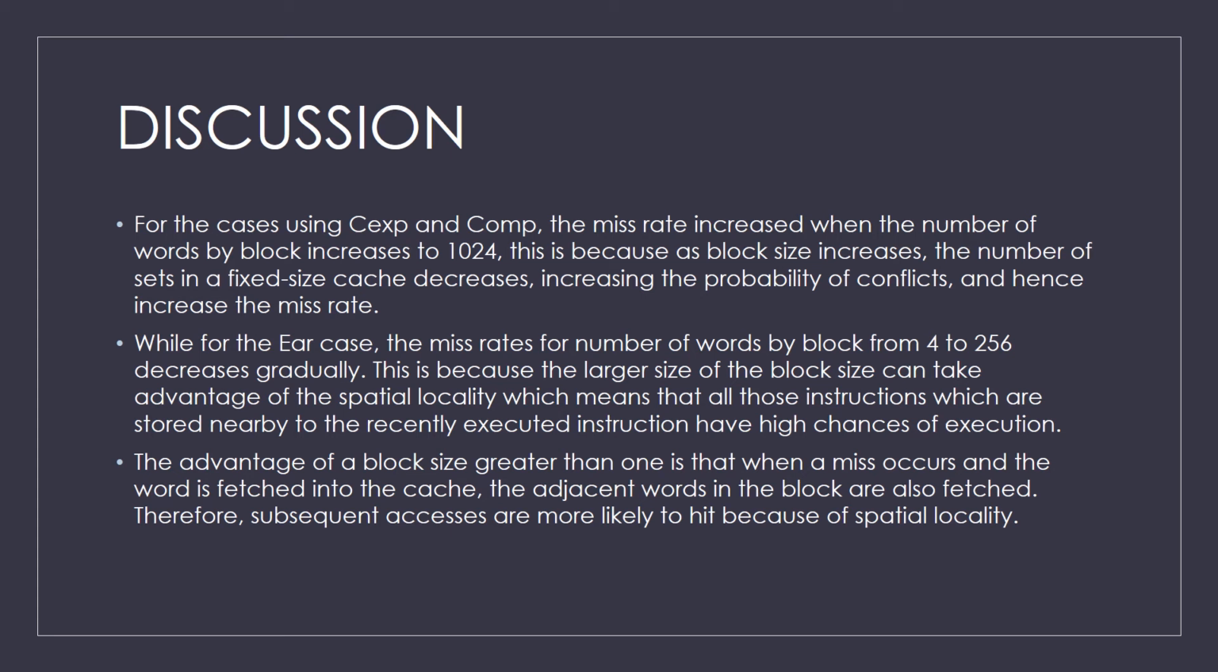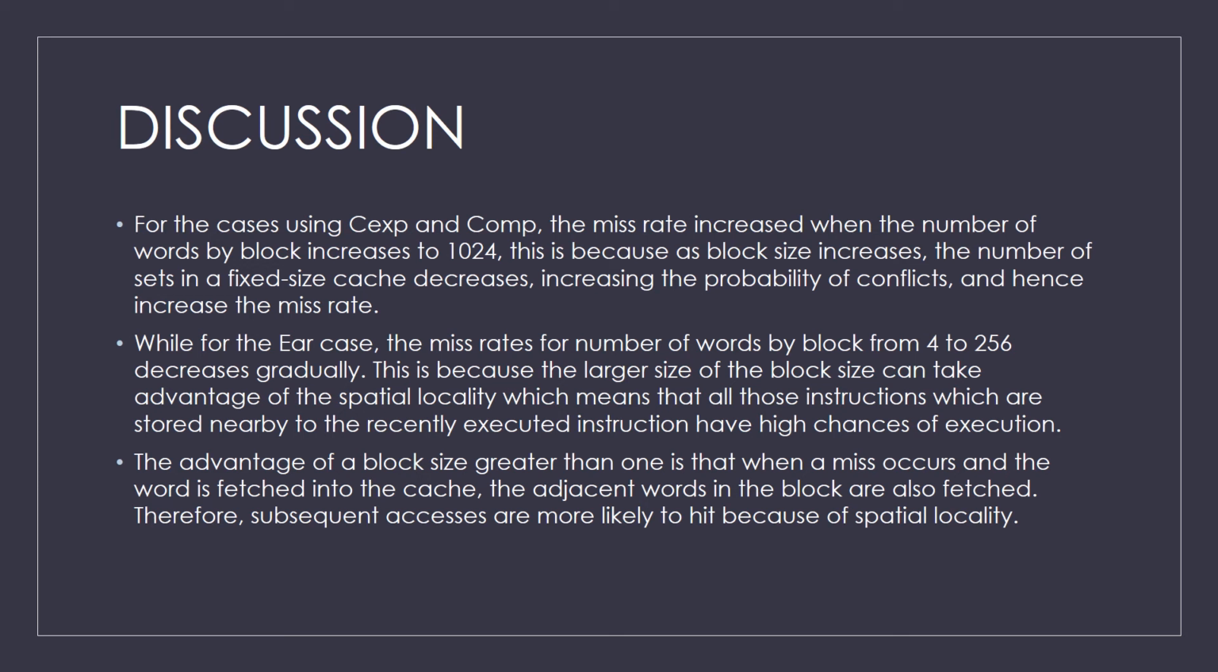Discussion. For the cases using CXP and COMP, the miss rate increases when the number of words by block increases to 1024. And after we did some searching, we found that this is because as block size increases, the number of sets in a fixed size cache decreases. And this also increases the probability of conflicts, and hence the miss rate is increased.